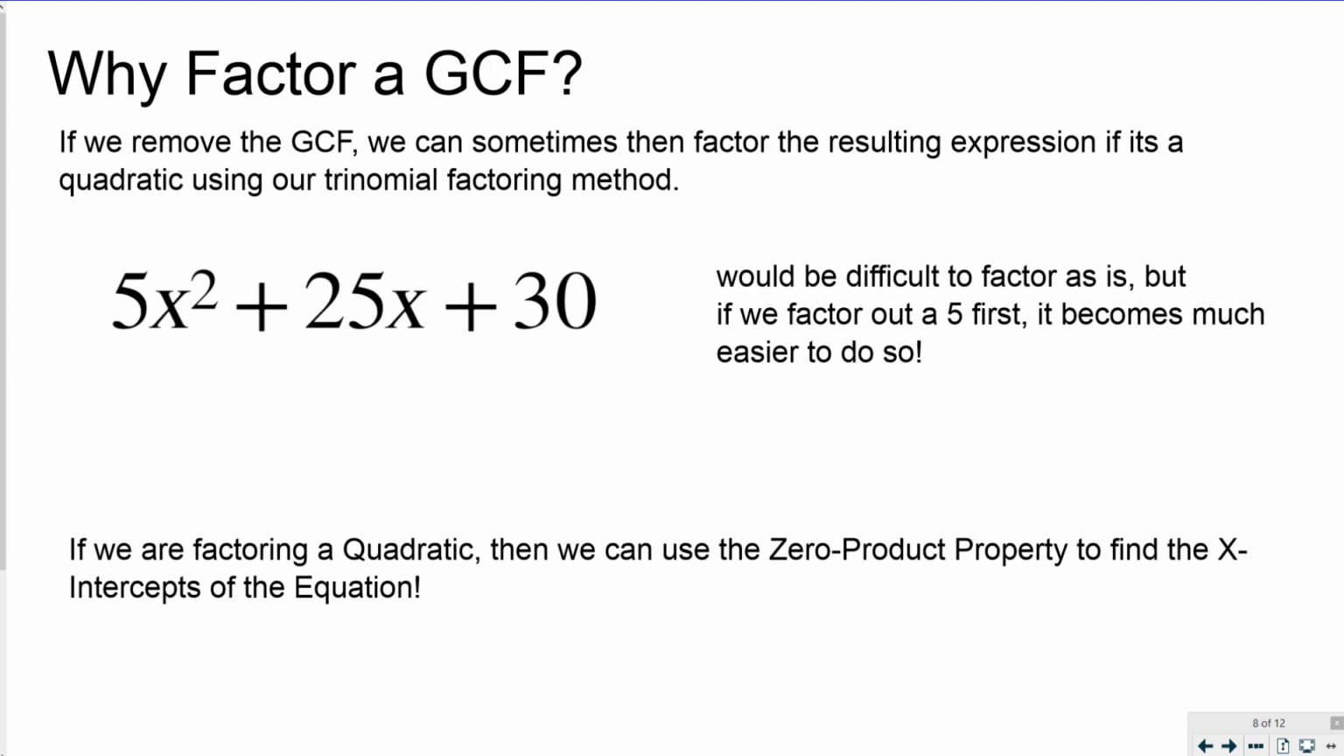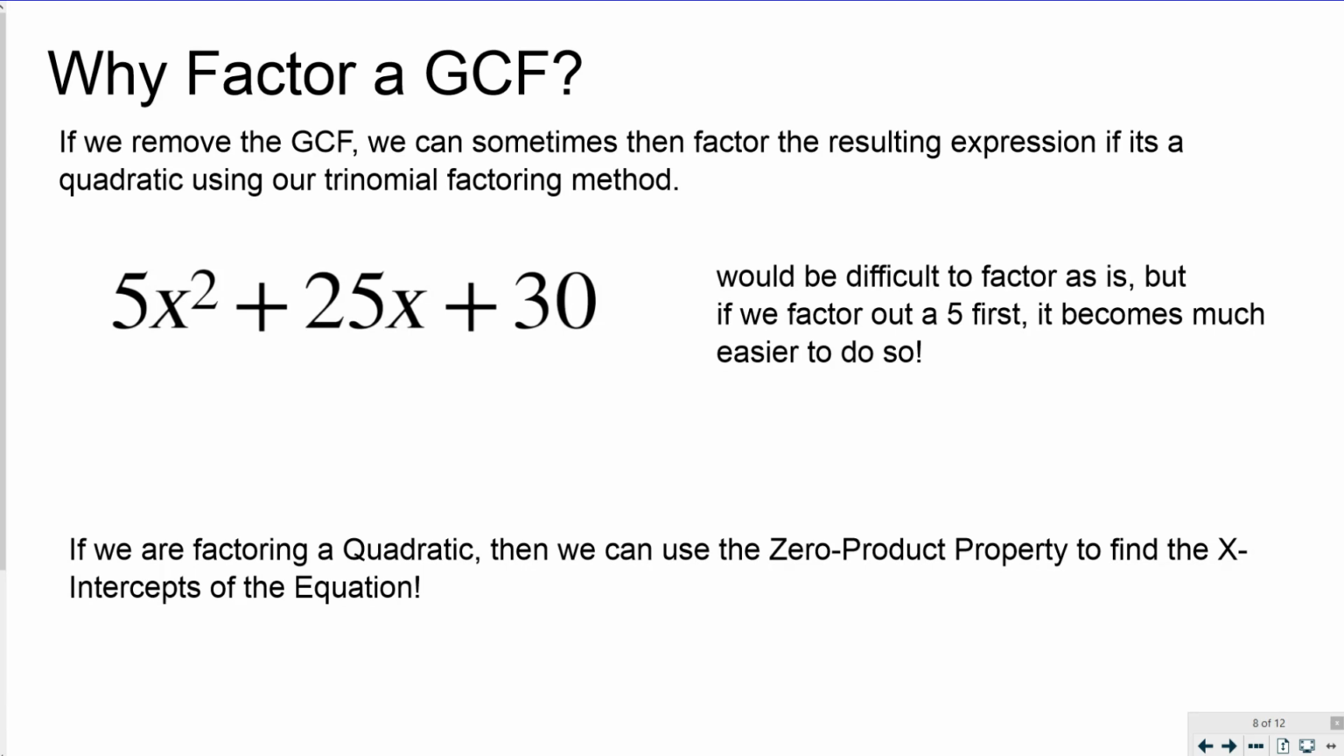So what's the point of removing a greatest common factor? If we remove a greatest common factor, we can sometimes then factor the resulting expression if it's a quadratic using the trinomial factoring method, using our Xbox method. 5x squared plus 25x plus 30 would be a difficult quadratic polynomial to factor, but if we factor out a 5 first, it becomes much easier to do so. If we're factoring a quadratic, or if it's a cubic or any sort of polynomial equal to 0, we can then use the zero product property to find the x-intercepts of the equation.